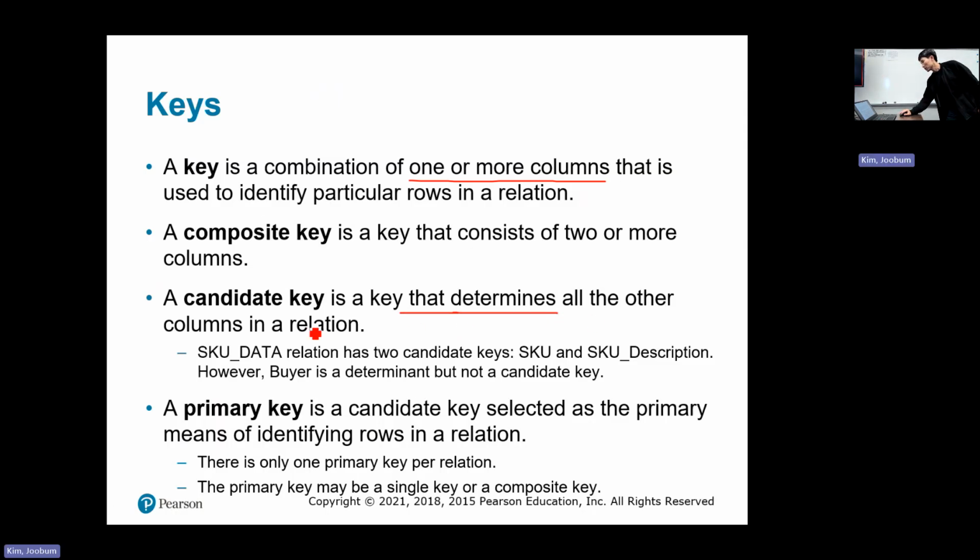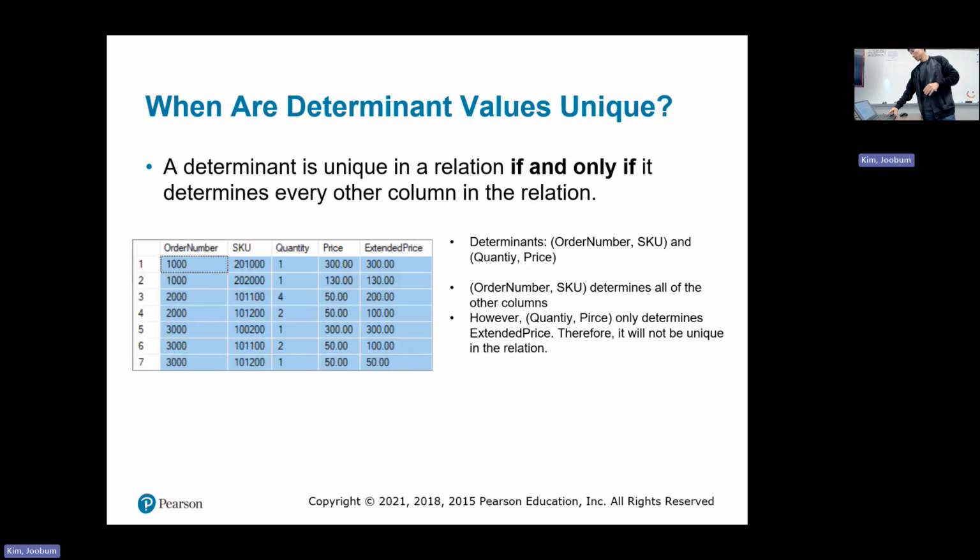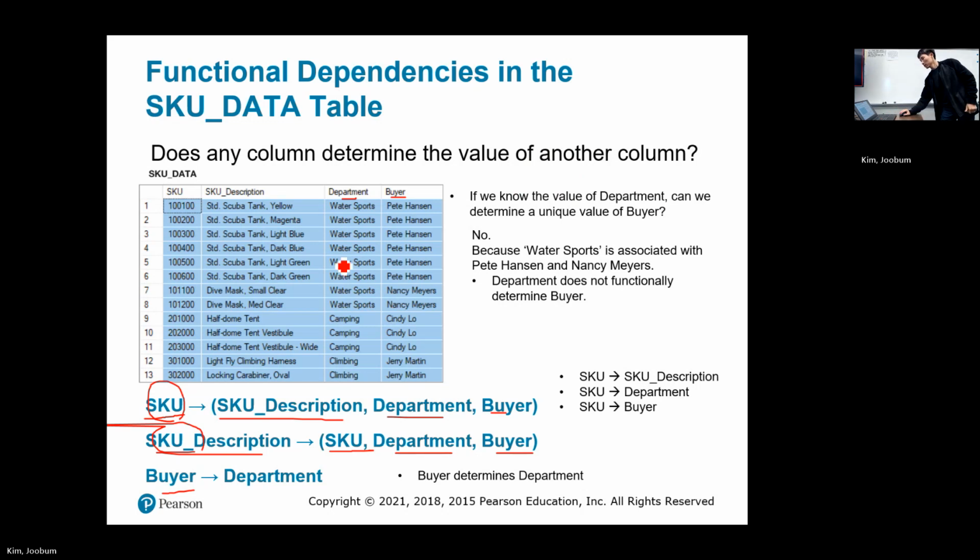And then a candidate key is a determinant that determines all other columns in a relation. In the previous example, SKU and description determine all other columns. But the buyer only determines what? Department. Only partially, not all of them. So in that case, the buyer cannot be a candidate key. There are only two candidate keys: SKU and description.